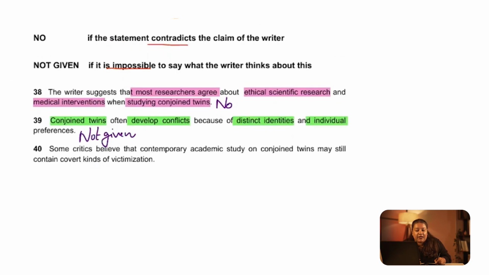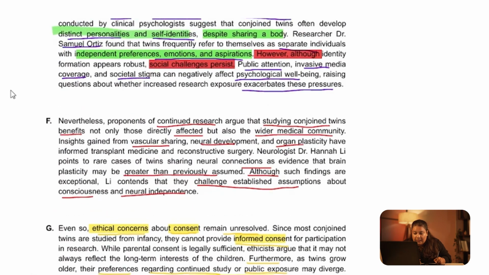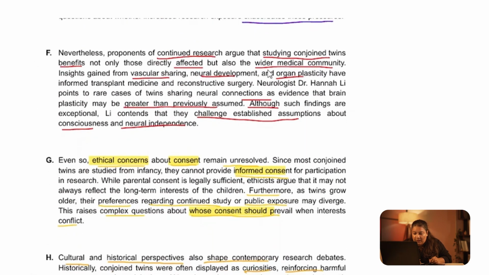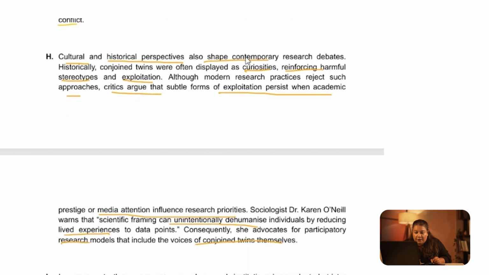Some critics believe that contemporary academic study on conjoined twins may still contain covert kinds of victimization. Now let's underline the keywords. Critics, contemporary academic study, contain covert kinds of victimization. Now let's start skimming and scanning from where we stopped. This is done. So let's look at paragraph F. Do we have anything talking about the study on the twins? Not really. This paragraph is all about concerned, and here we do have contemporary research.